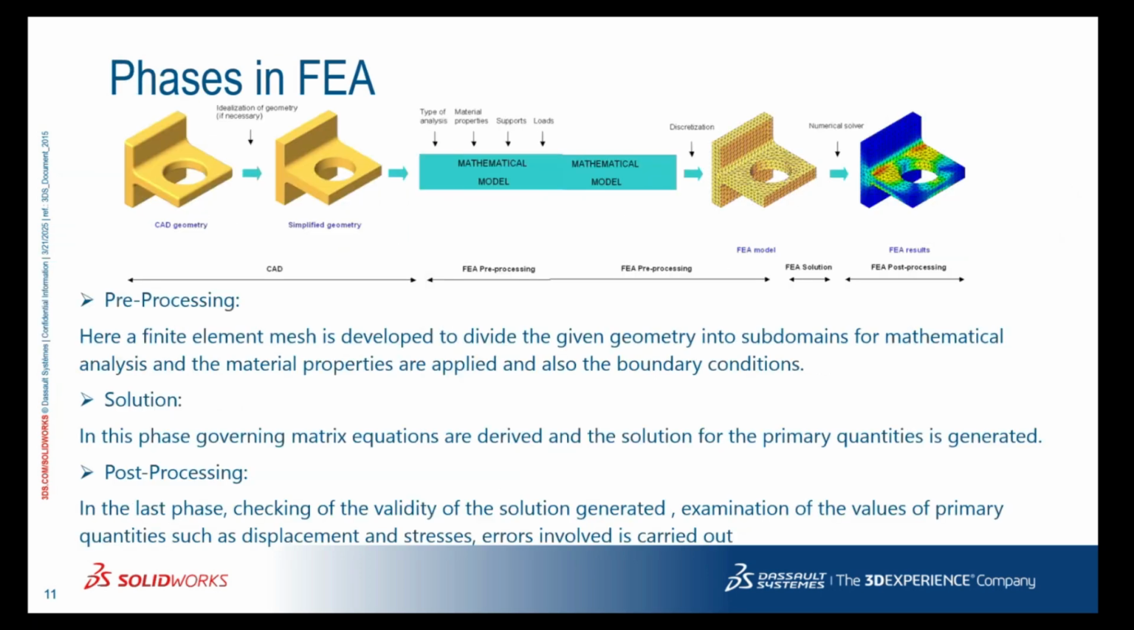So what are the phases in FEA? FEA is conducted in 3 phases: pre-processing, solution, and post-processing. In pre-processing, geometry cleanup is done and the finite element mesh is developed. Material properties are applied. Boundary conditions are set. The solution phase involves solving the FEA model. And the final phase is post-processing, in which quantities like displacements and stresses are examined.